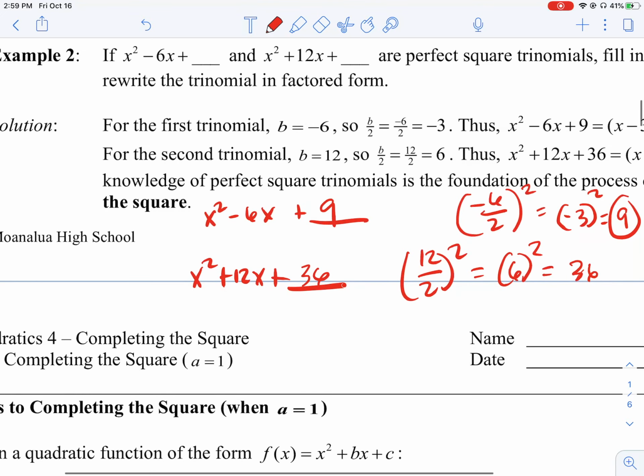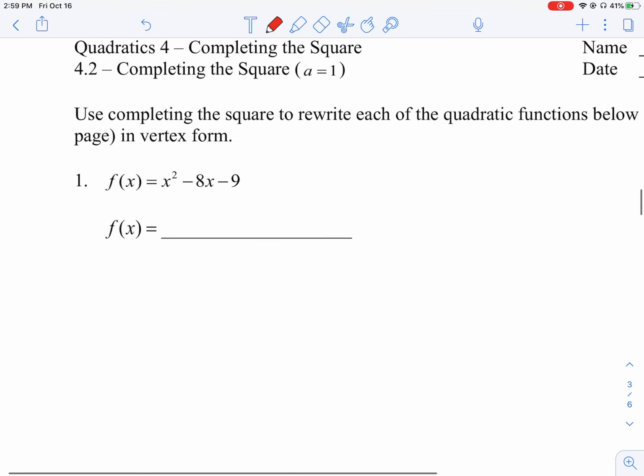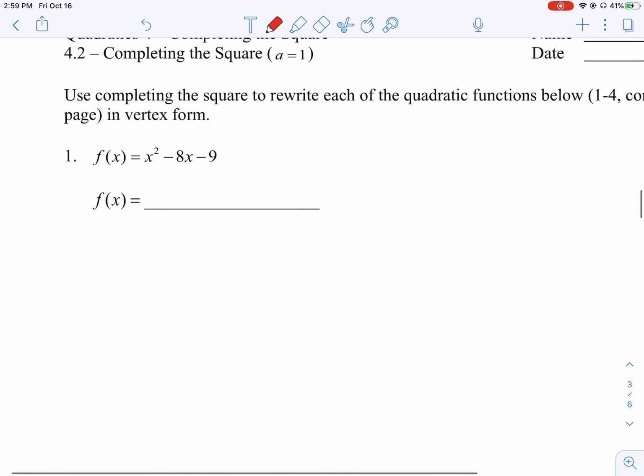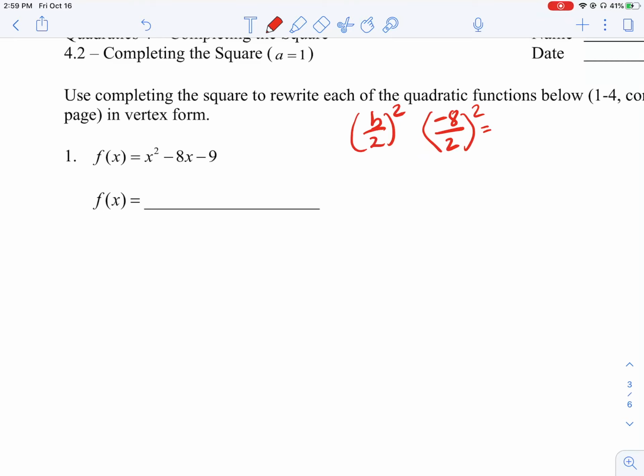All right, let's try to use completing the square to rewrite each function below. Our goal is to have a perfect square trinomial. Negative 9. So if I have negative 8, let's try that. Negative 8 divided by 2. So technically, the formula is b divided by 2 and square that, because the b value is a negative 8, right? So negative 8 divided by 2 and square that. Negative 8 divided by 2 is negative 4. Square that, you'll get 16, because negative 4 times negative 4 is positive 16.